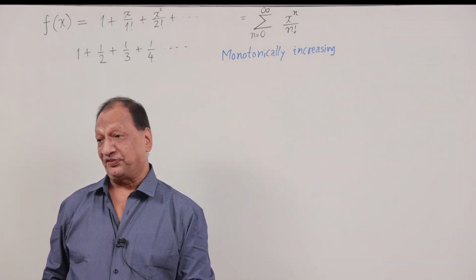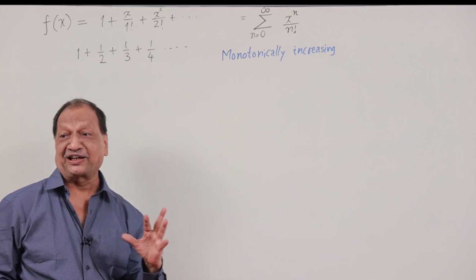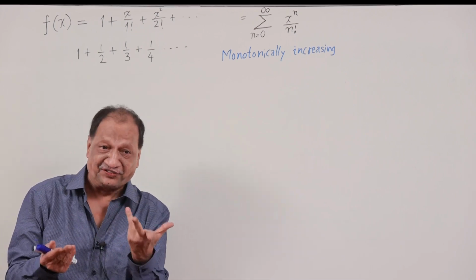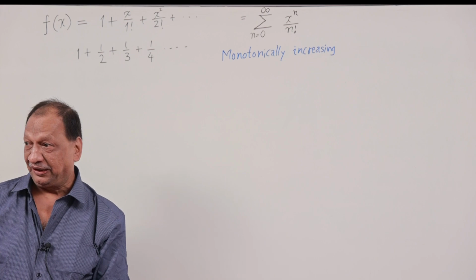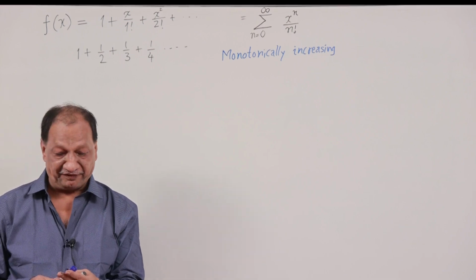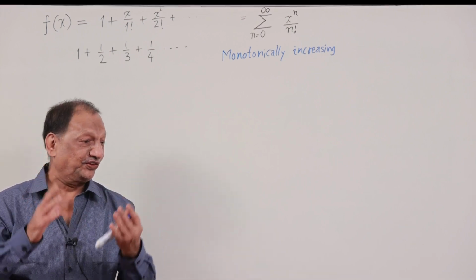So now the question comes, will this converge or not converge? On the face of it, you can't say. It becomes smaller and smaller. Now will it be convergent? Yes or no is the question.